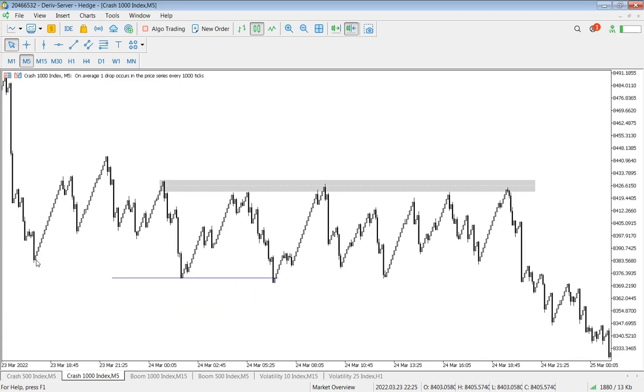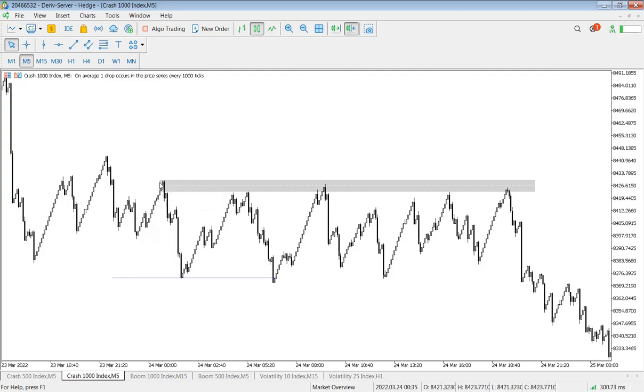So before price read this place, price created a lower low, higher high. Why did I call it lower low, higher high? Because this is just another structure, a small structure. Here is supposed to be a lower low, because price broke this up, that's why I called it lower low, higher high.